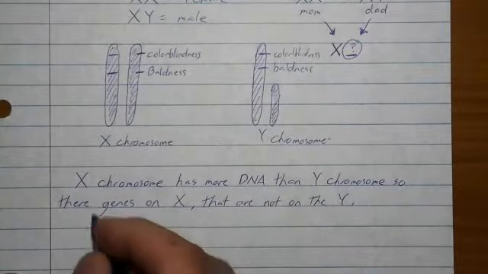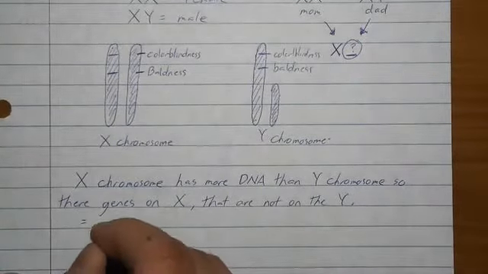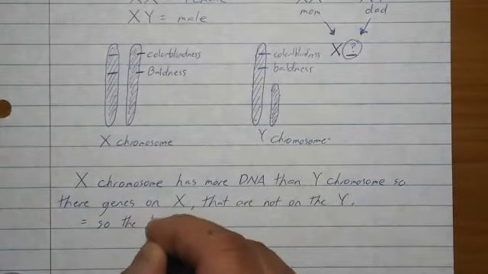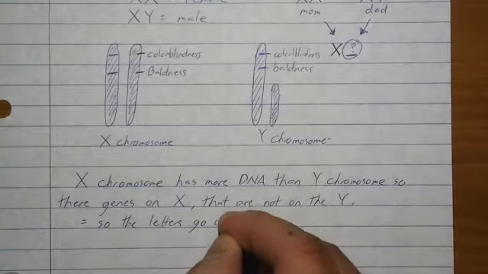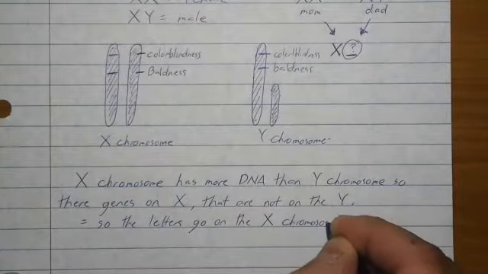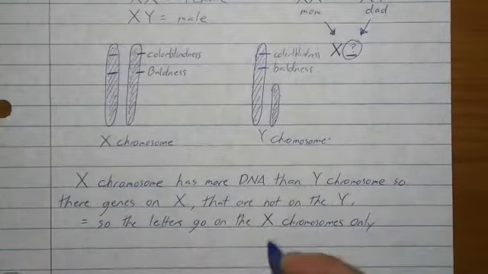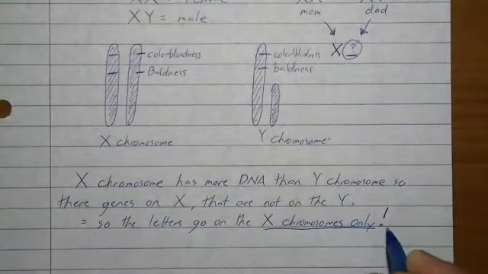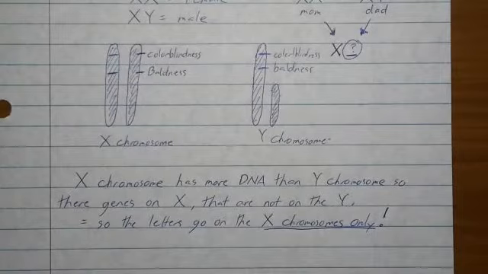Okay. So how does this all play out? When we do our letters, the letters go on the X chromosomes only. Only the X chromosomes are going to get letters on them, not the Y chromosomes. So keep that in mind as you are working on things, okay? And you'll see that when I do a couple examples here, the X chromosomes will be the ones that get the letters. All right, I'm gonna go to another sheet because we're gonna do a practice problem here. Speaking of practice problem, let's jump right into it.